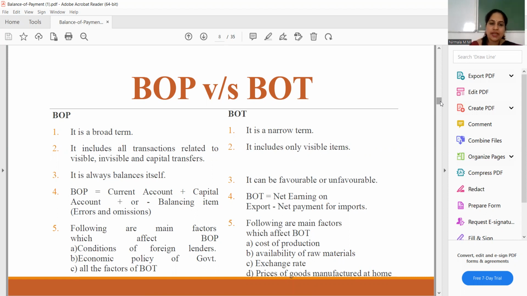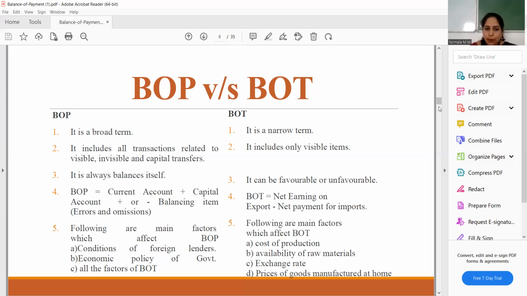And balance of payment includes all transactions, including, as I said, visibles, invisibles, and capital, but balance of trade includes only the visible items. And BOP has two components, its current account and capital account, and BOT is only about the net earning. That's basically export minus net payment for import.